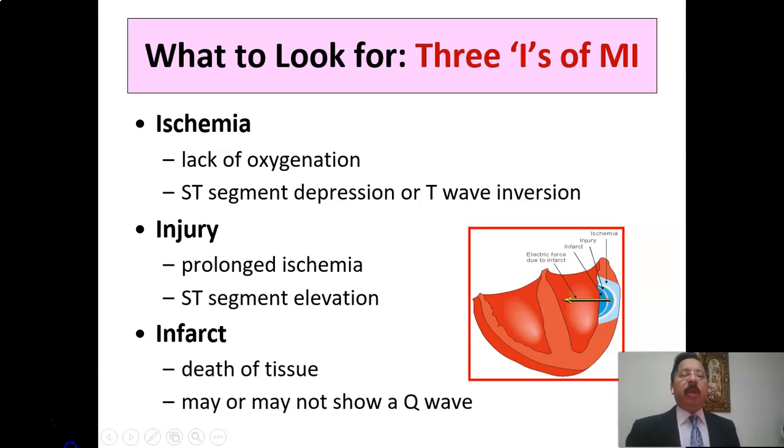Injury: when the ischemia gets prolonged, it causes injury of the myocardium, and you will see ST segment elevation according to the area where the blood supply is compromised. And infarction happens when there is death of the myocardial tissue, and this may be seen as a Q wave. In clinical practice, we take the injury and infarct together, especially when we talk about acute myocardial infarction.